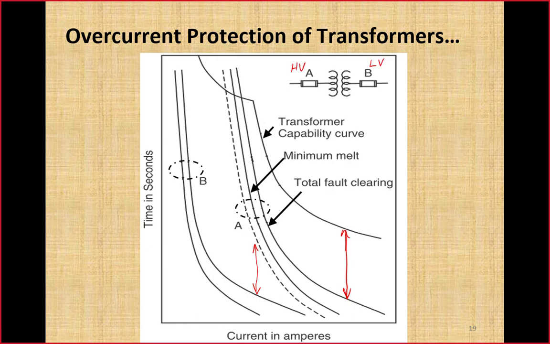So if a fault occurs on the low voltage side, the high side fuse must not respond to that fault. This is known as coordination between them. The characteristics of the high side and low side fuses will be selected in such a way that both operate much before reaching the transformer capability curve.